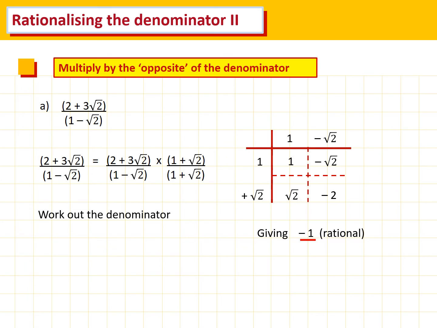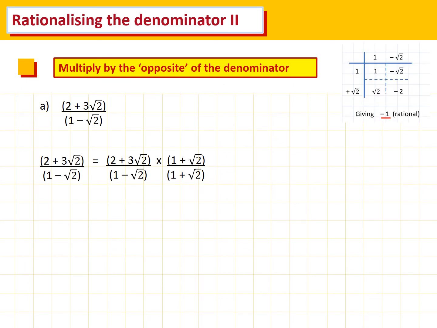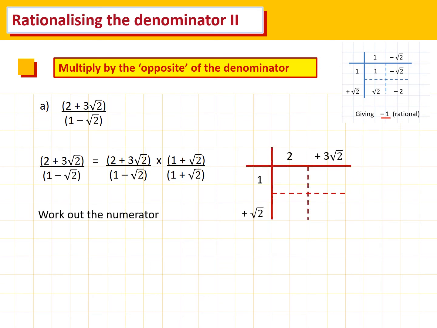So our answer in the denominator, 1 minus root 2 times 1 plus root 2, is negative 1, which is rational. And that's only part of the question, because we've also got to multiply the two numerators. So we need to work out 2 plus 3 root 2 multiplied by 1 plus root 2.